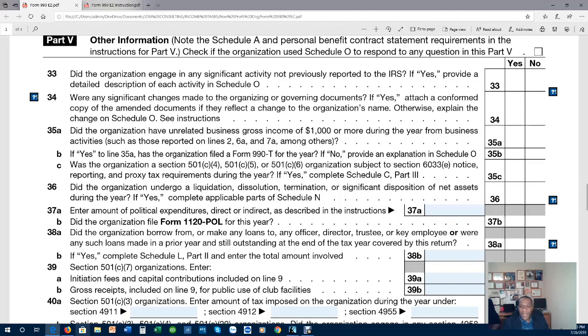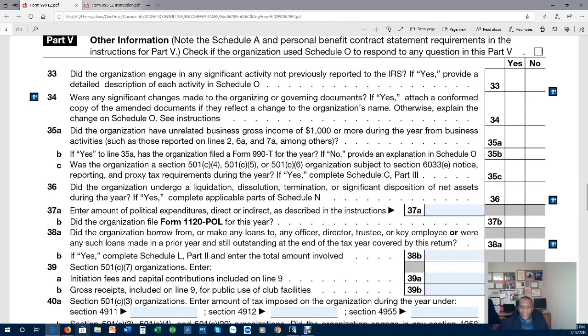If yes, complete applicable parts of Schedule N. If it is dissolution, you go to the dissolution section. Liquidation, go to the liquidation section. Termination: if the organization is terminated, it will no longer continue business in the current year, because you are currently filing the previous year. In that case, you would go to the termination section and so forth.